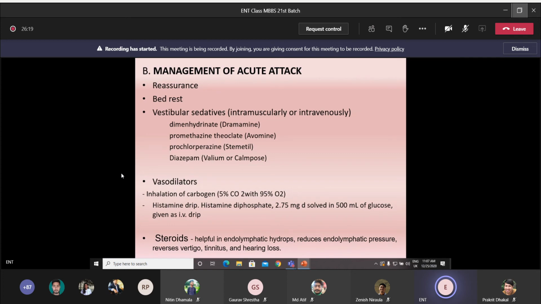Under the heading of acute attack, again, reassurance, the patient needs to rest, and there are vestibular sedatives. Commonly we give prochlorperazine, even cinnarizine is also given, promethazine, dimenhydrinate, and sometimes you even need to give diazepam in order for the patient to calm down. These vestibular sedatives you can give orally if the patient is not in a very bad condition, or you can admit and give them intravenously or intramuscularly.